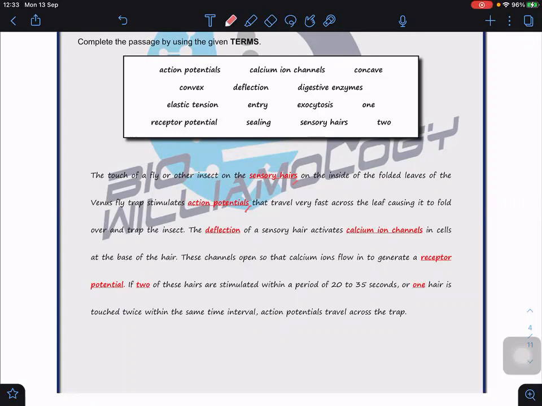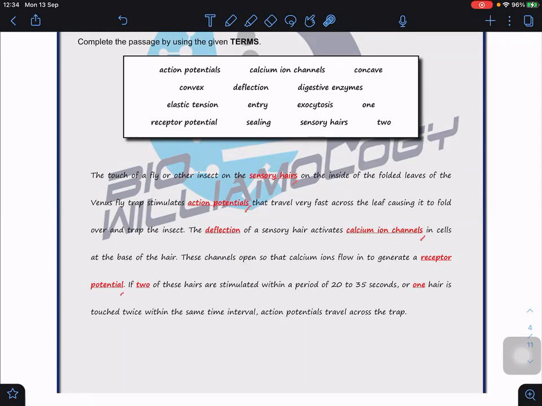So the deflection of the sensory hair activates the calcium ion channel in the cells at the base of the hair. This channel opens so the calcium ions flow in to generate the receptor potential. It's slightly different from how we have sodium ions enter, but this one activates the calcium ion channel. So this generates the receptor potential first, until it reaches a threshold. So how do they reach threshold?